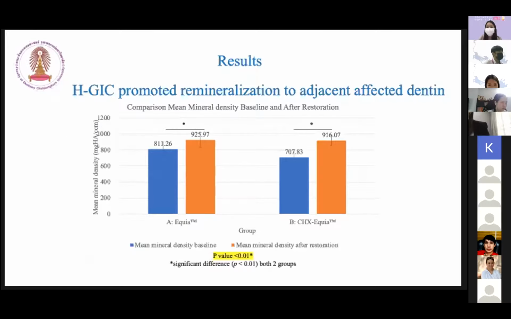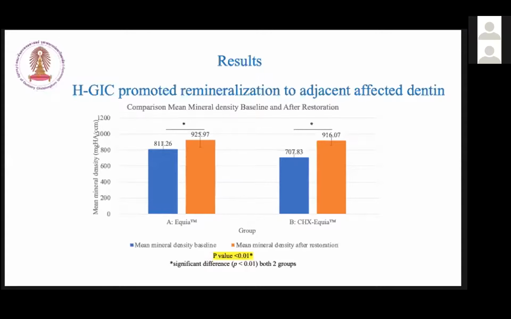Results. A total of 14 samples were included in the study. The mean mineral density at baseline of the HGIC group was 811.26 mg hydroxyapatite per ccm, and the chlorhexidine HGIC group was 707.83 mg hydroxyapatite per ccm. No significant difference was detected between the mean mineral density at baseline of the two groups.